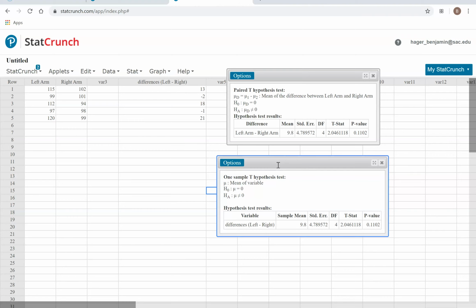This is what the computer is doing when you tell it to do a paired t-hypothesis test. It says, okay, I'm going to subtract these and get their differences, and then I'm going to do a one sample t-test on those differences. So it's using just chapter 9 techniques.